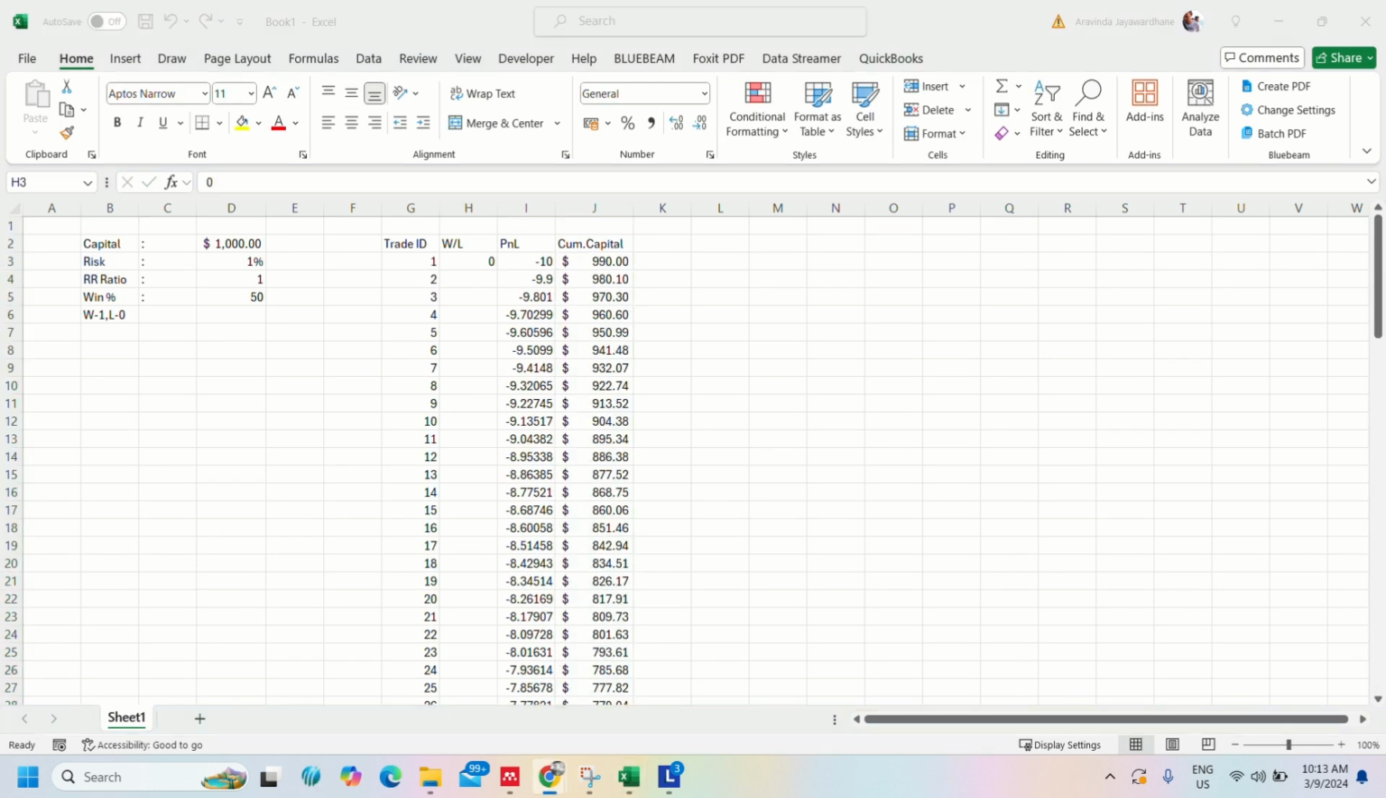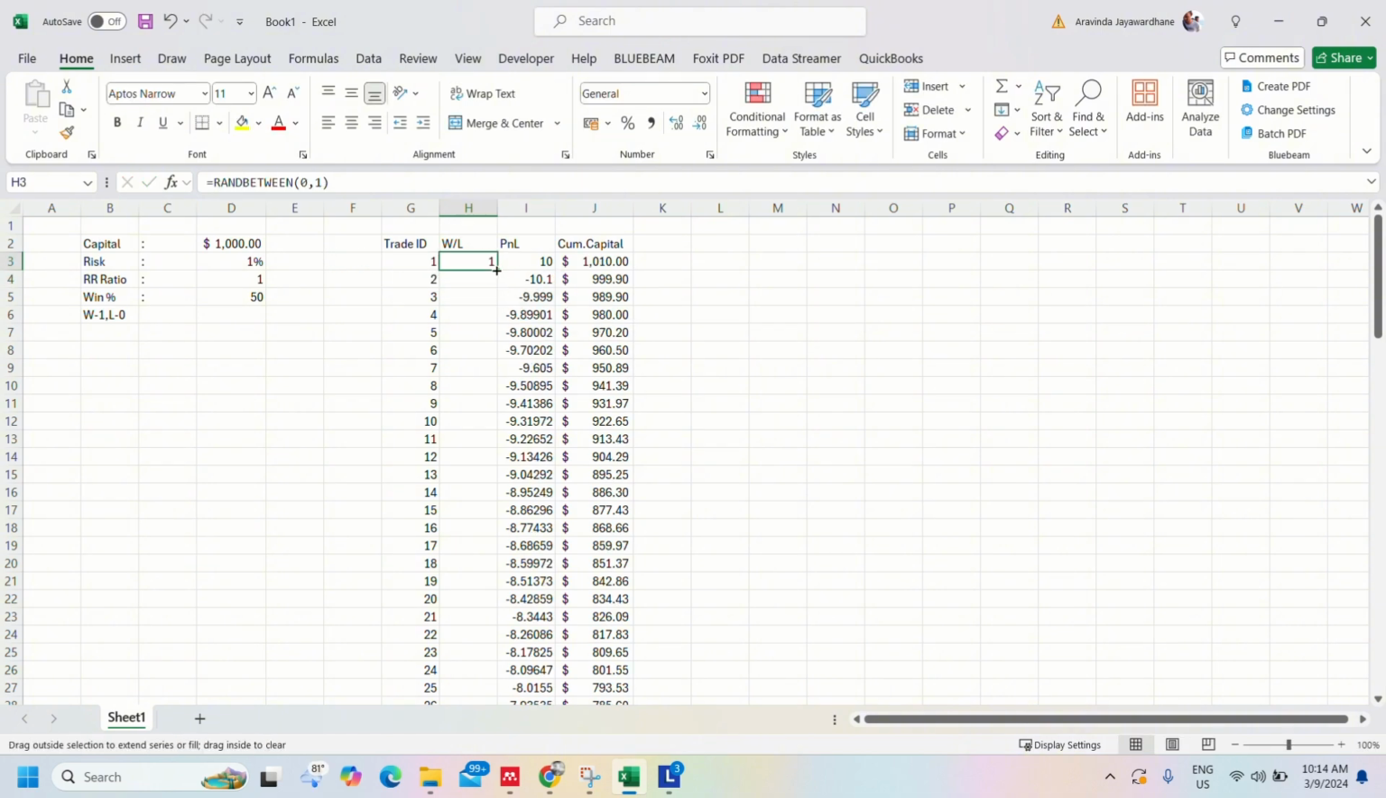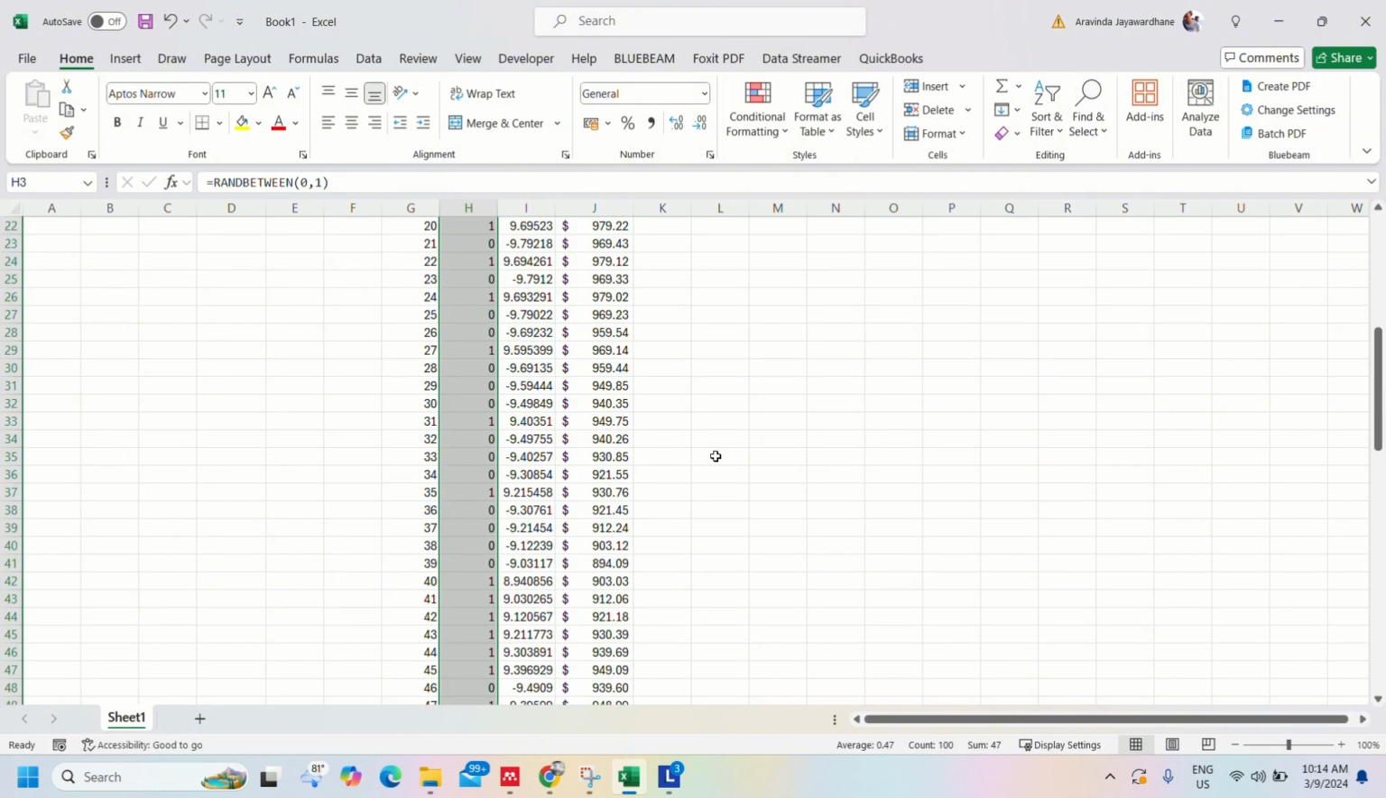Next, we'll factor in a realistic win rate. For this simulation, we'll use a 50% win rate. That means, on average, half of our trades will be winners and the other half will be losers. Each trade outcome will be determined randomly to simulate real-life trading conditions.